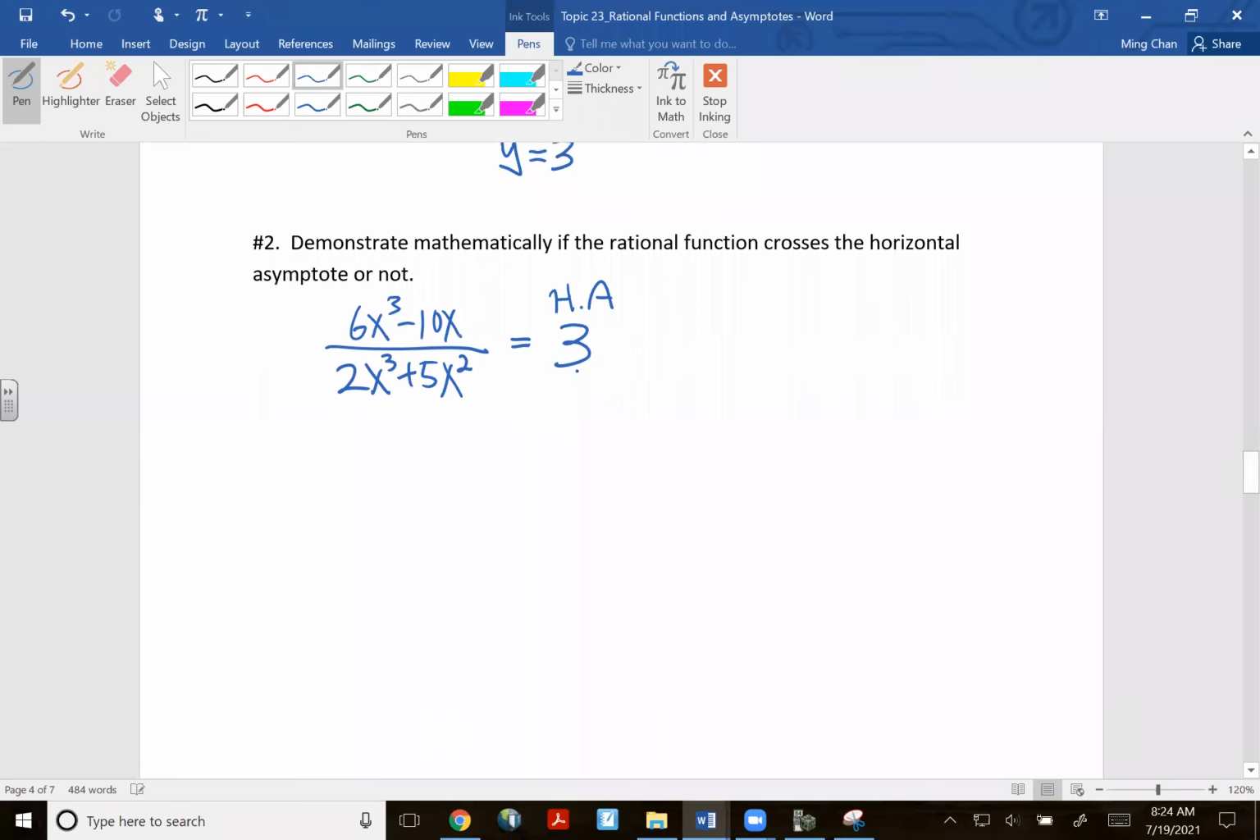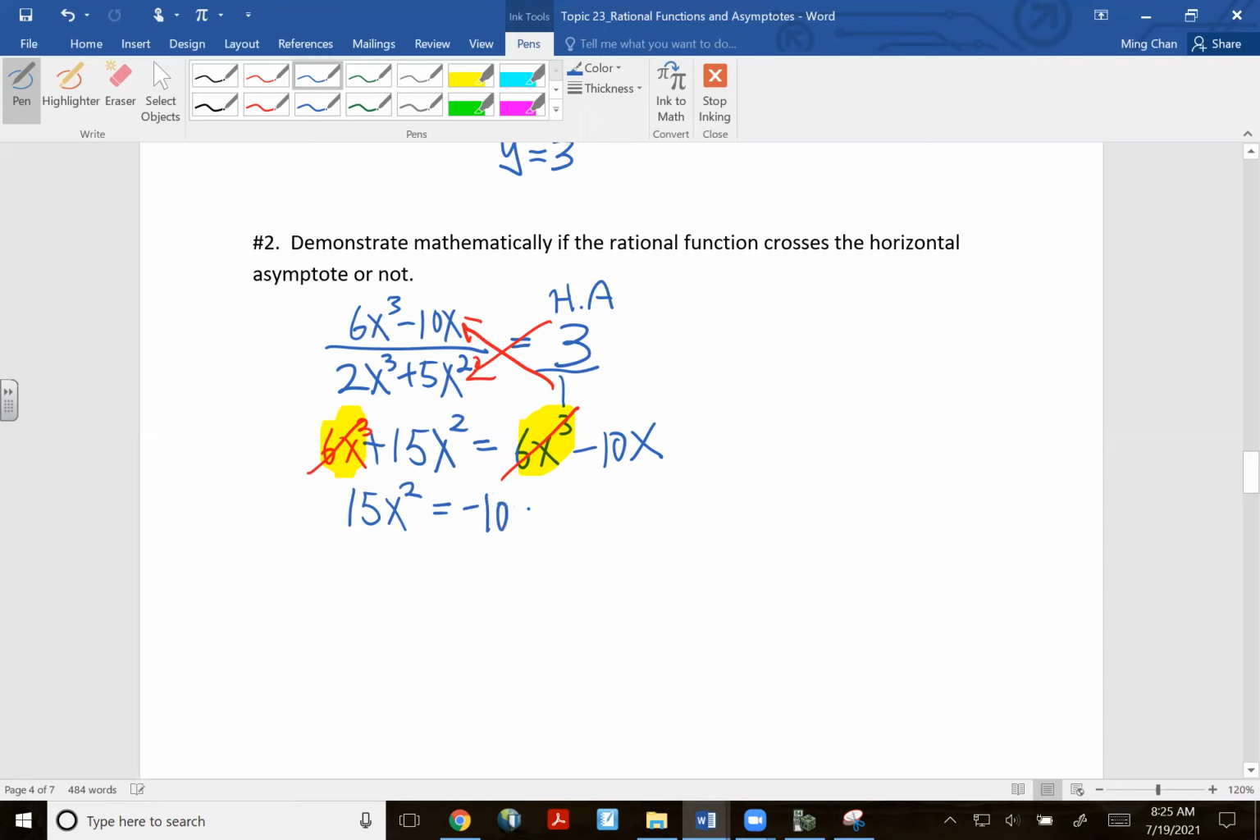Here I think using cross product will be quicker. 3 times those two terms down there should give you 6x to the third plus 15x squared. 1 times those two terms up top should be 6x to the third minus 10x. As you can see, I got positive 6x to the third on one side, another positive 6x to the third on the right side, so they automatically cancel out. Now what I end up with is 15x squared equals negative 10x, which makes this a quadratic equation. Since my x squared term is positive, I'm going to move my negative 10x over, so that becomes positive 10x equal to 0.